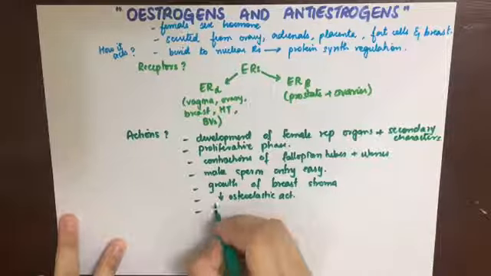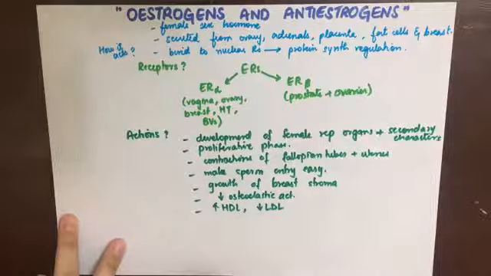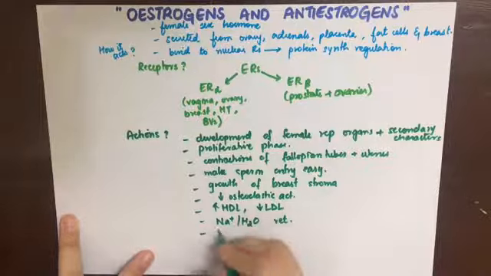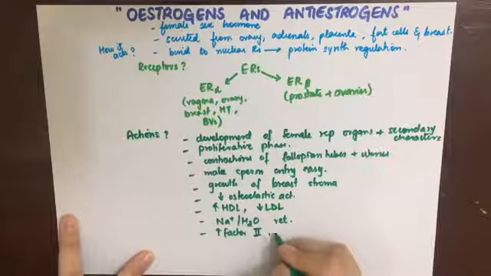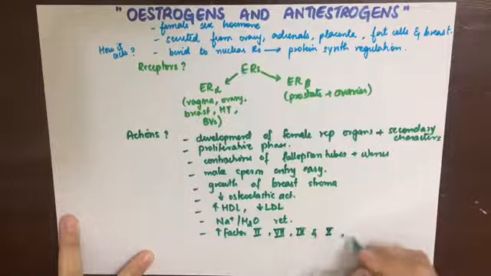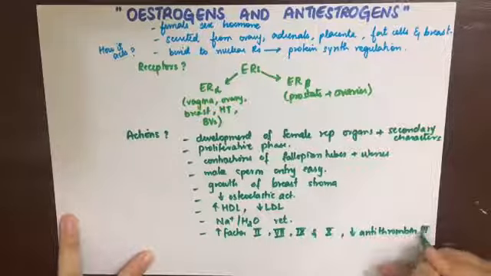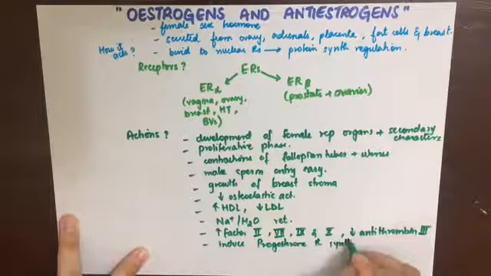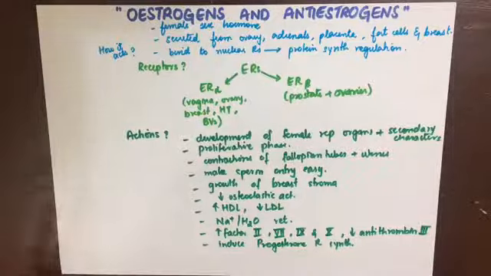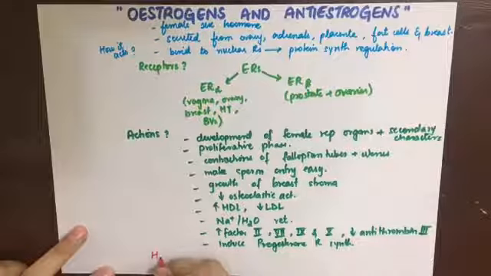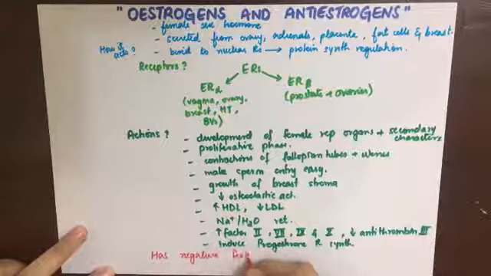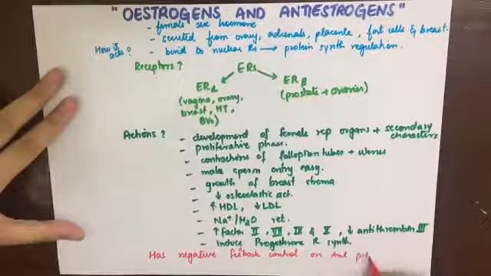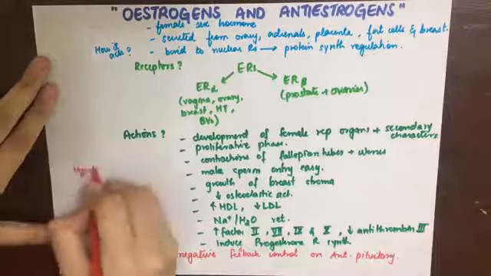It decreases osteoclastic activity and thus prevents osteoporosis in premenopausal women. It increases HDL, which is the good cholesterol, and decreases LDL, and that's why premenopausal women have lower risk of developing cardiac diseases. Also, it causes sodium and water retention, leading to edema. It enhances coagulability by increasing factor 2, 7, 9, and 10, and this will be a major side effect of estrogen analogs. It also decreases antithrombin 3. It will induce the progesterone receptor synthesis as well.